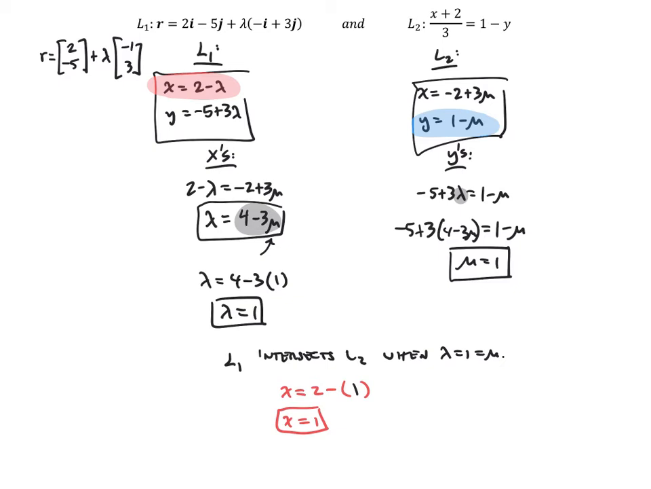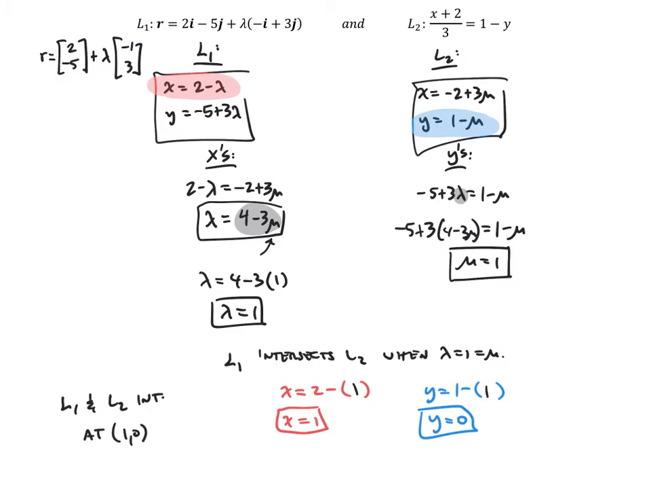Now we just have to find y. So my y value will be 1 minus mu. Mu also happens to be 1, and therefore my y value is 0. Thus, L1 and L2 intersect at the point (1, 0).